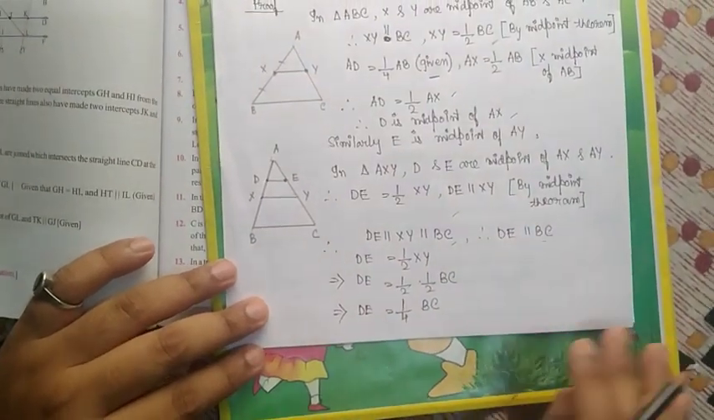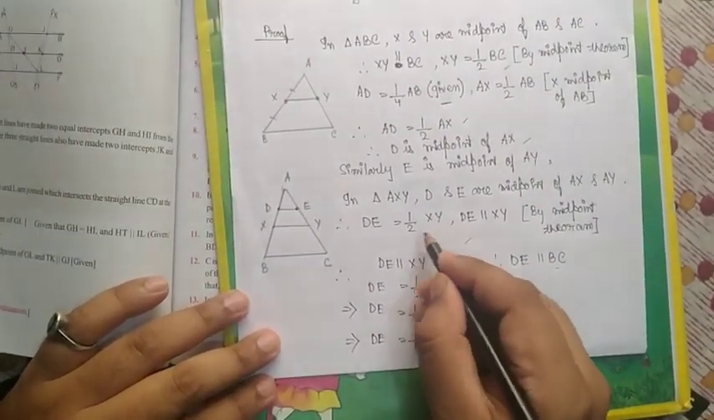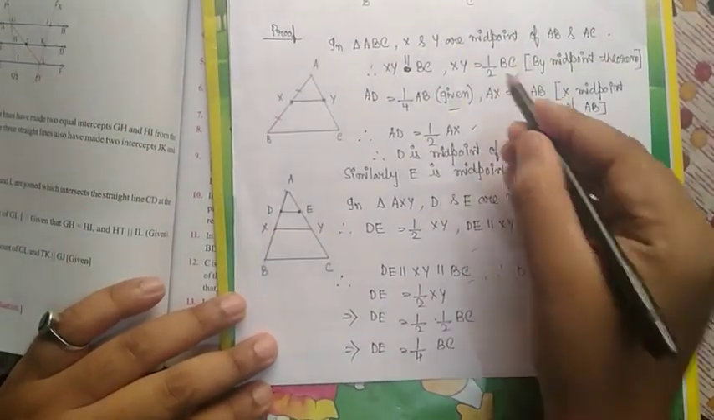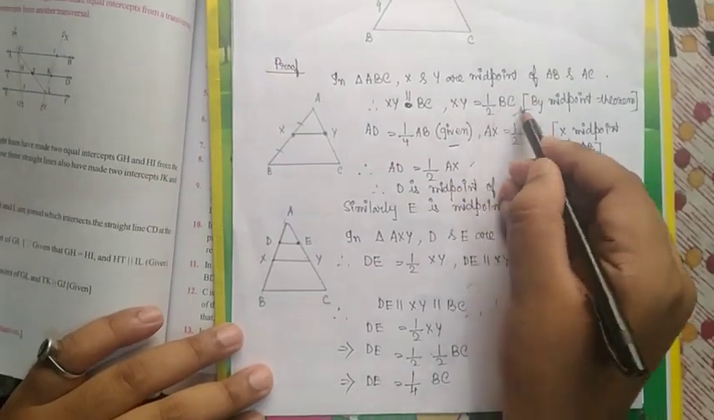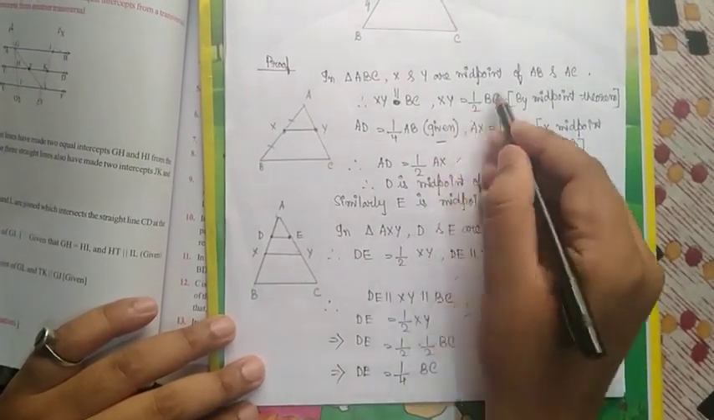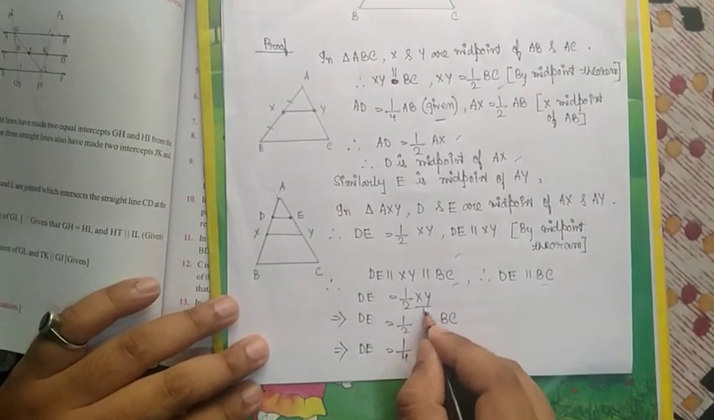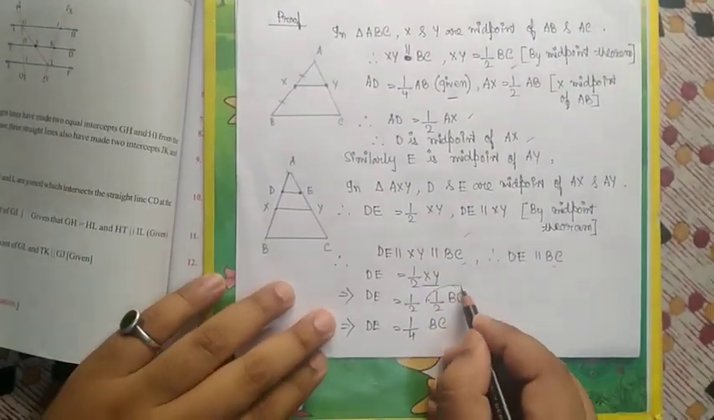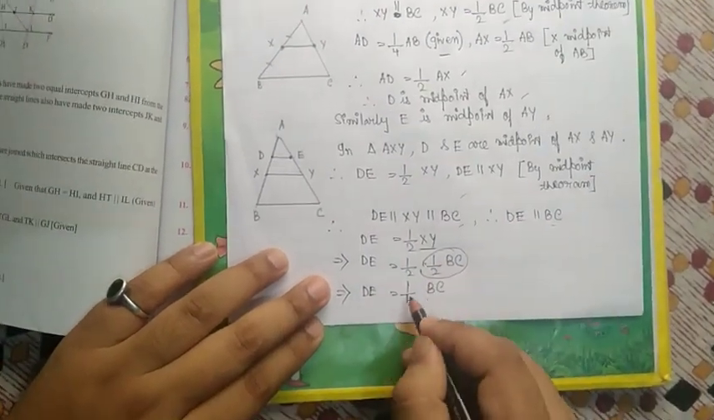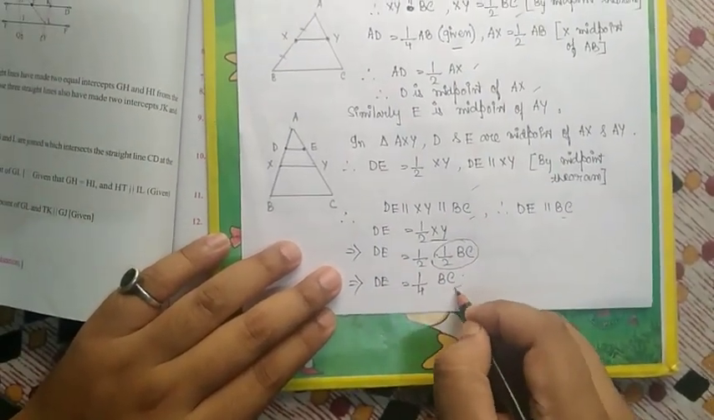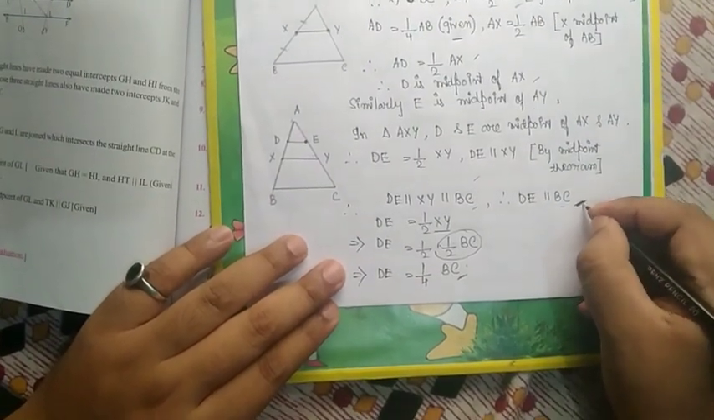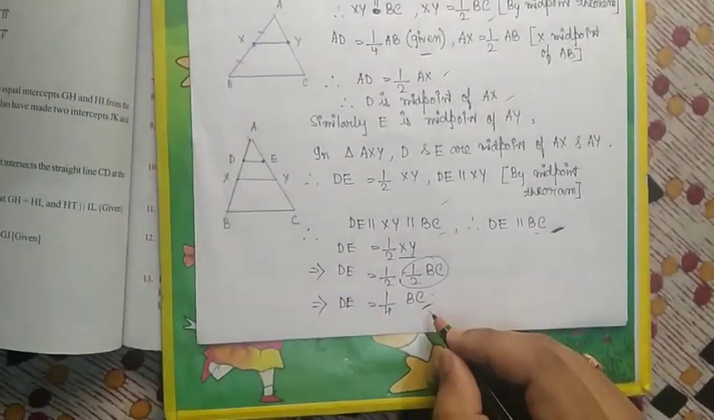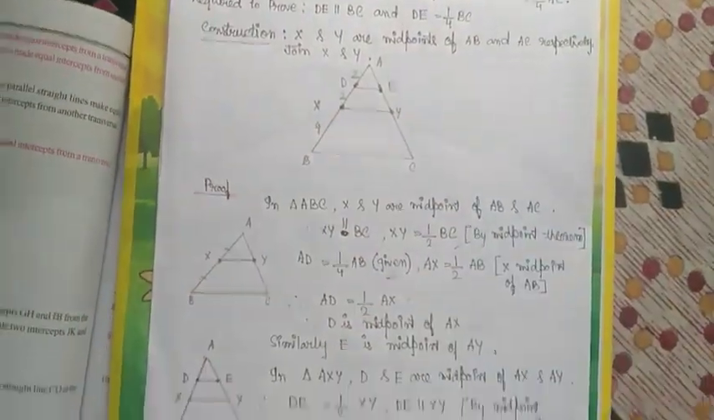Now DE equal to half XY. We write that DE equal to half XY. Now here we know XY equal to half BC from the first part of this sum. So for XY we can write half BC in the place of XY. Half into half is 1 by 4, and here BC remains. So therefore this is the first condition required to prove, DE parallel to BC, and this is the second condition, DE equal to 1 by 4 BC. Both of these are proved.